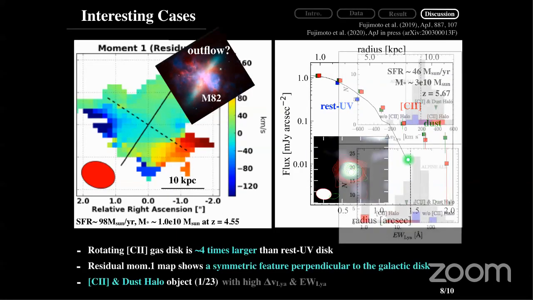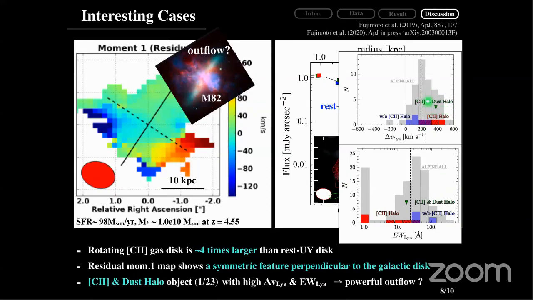Indeed, this C2 and dust halo object has one of the highest Lyman alpha velocity offsets and Lyman alpha equivalent widths among the C2 halo objects, even with the existence of a large amount of dust. So that strong outflow may help the Lyman alpha escape from this system.